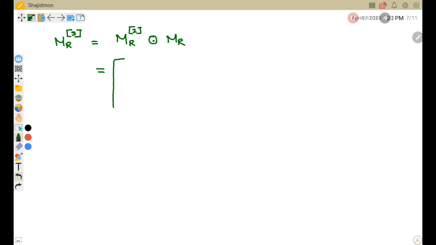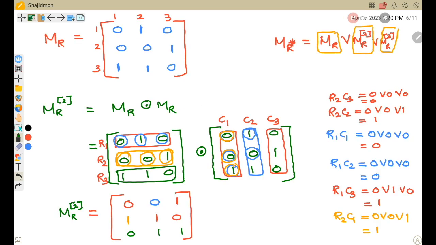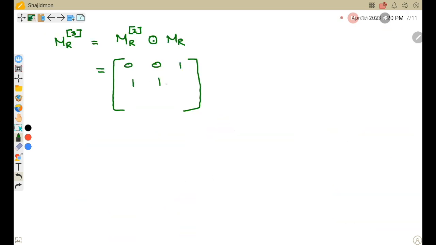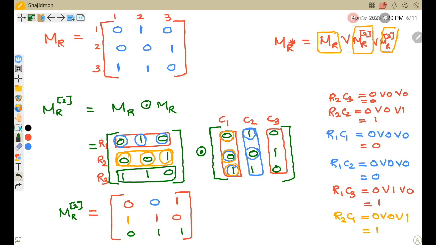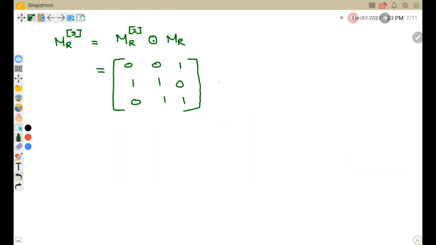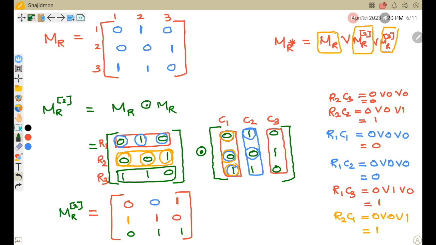So what is MR power 2 matrix just now we got? That is 0, 0, and 1. Here we got 0, 0, 1, and 1, 1, 0, and 0, 1, and 1. Correct? This matrix. Now multiply with the MR matrix, Boolean product with MR matrix. What is MR matrix here? 0, 1, 0, then 0, 0, 1, and 1, 1, 0. Okay, already here the MR matrix.